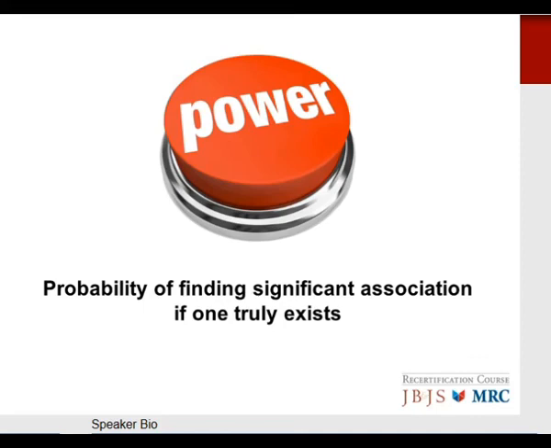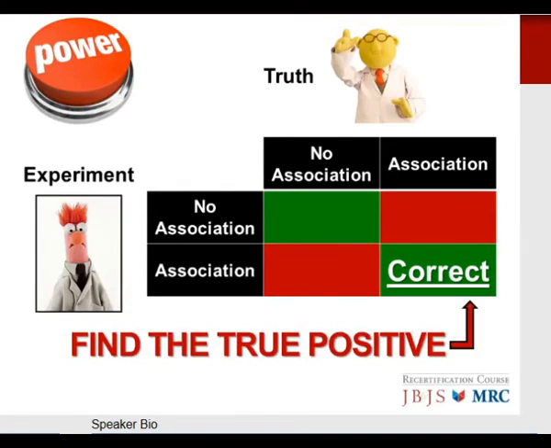And so this gets into the concept of power. Power is the probability of finding a significant association if one truly exists. So some of you who are aware of the concepts of power have probably said, hey, Thompson, you just did a study with one individual. Your study was underpowered. And you're right. And this is the whole concept of power. It's how able is our study going to be to find the true positive. That really is what power is.